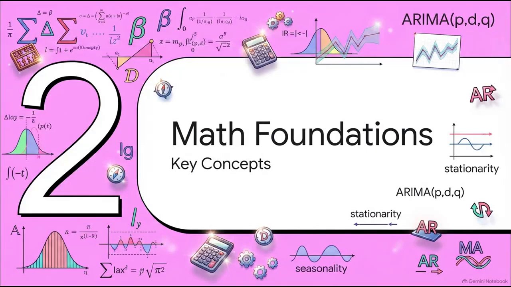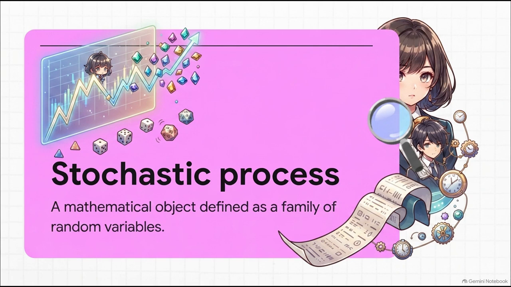Moving right along to Section 2, the mathematical foundations. Let's decode some of that heavy statistical jargon. First up, we have the stochastic process. Now, I know that sounds a bit intimidating, but it simply represents a system that evolves over time with some level of inherent randomness built in, like tracking the daily closing price of a stock. It's essentially the underlying math for how random variables shift and change sequentially.